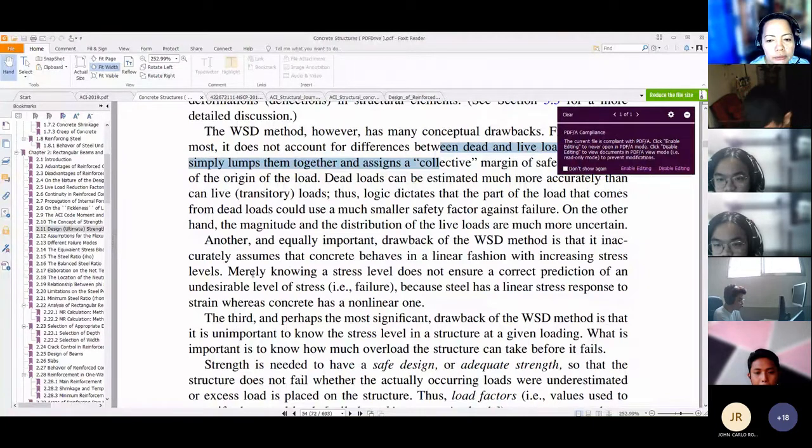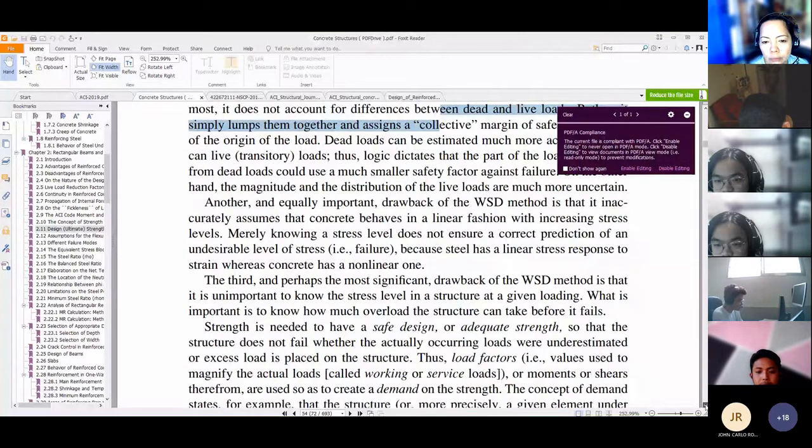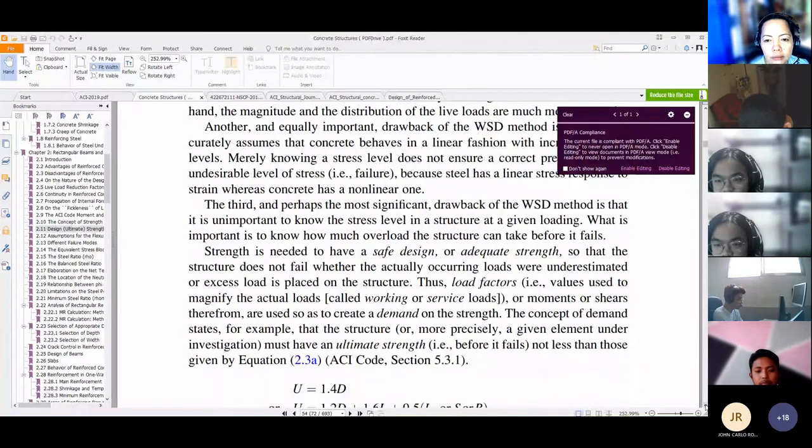So merely knowing the stress level will not assure or ensure us that there is a correct prediction of the undesirable level of stress. Okay? And another drawback of the WSD, the most significant drawback, is that there is a condition that it is unimportant to know the stress level in the structure. So what is important in WSD is to know how much overload the structure can take before it will fail.